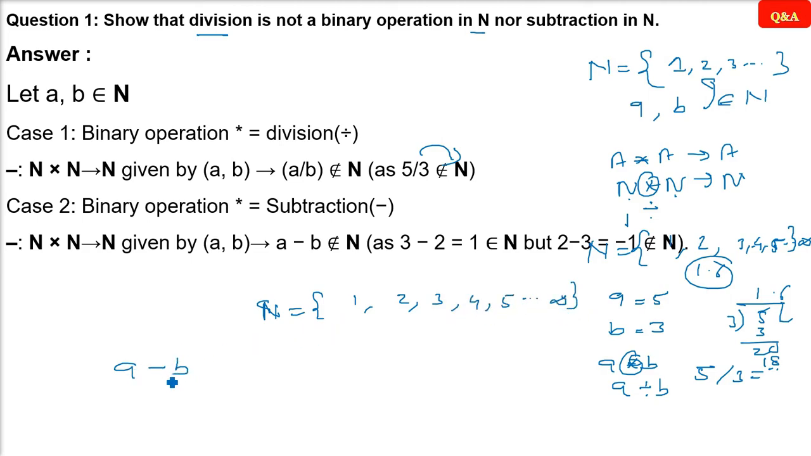A minus B. I am taking A as 3, B as 2. So 3 minus 2 is 1. It belongs to the natural numbers. But let us reverse this. Let us take 3 and 5 again. 3 minus 5 is negative 2. Negative 2 does not belong to the natural numbers.